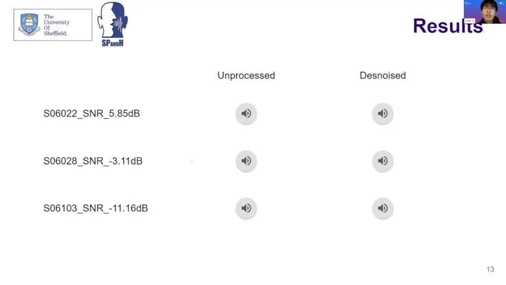I think the high SNR signal is quite intelligible, although it's quite noisy as well. And this is the mid SNR scene.